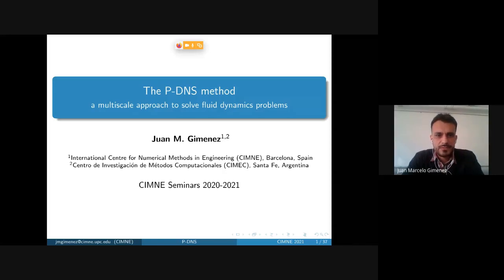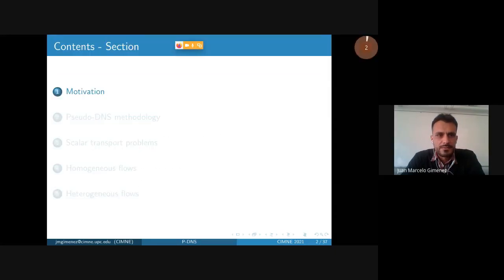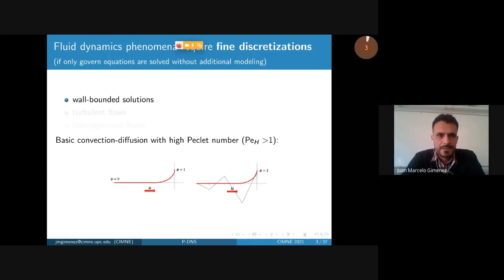So, well, I will be talking about our latest developments about the Pseudo-DNS method. I want to start with the motivation of this methodology. If we want to solve fluid dynamic problems or fluid dynamic phenomena, there are several phenomena that require fine discretizations. Obviously, if we want only to solve the governing equations without any additional modeling, this is if we want to solve the DNS, we want to obtain the DNS solution of the phenomena.